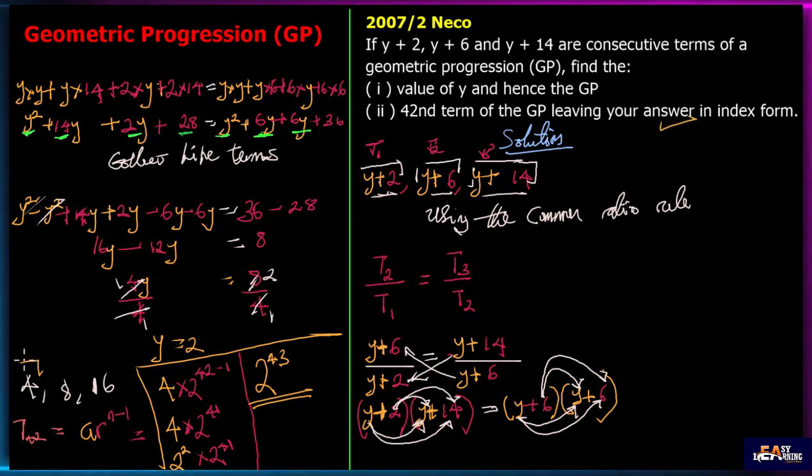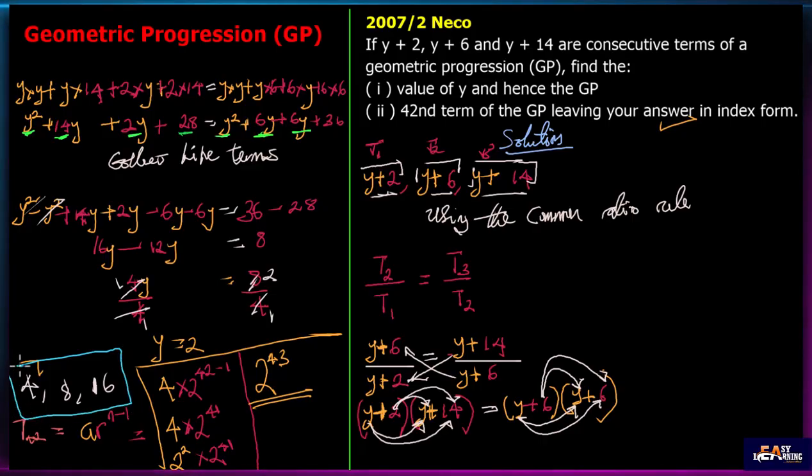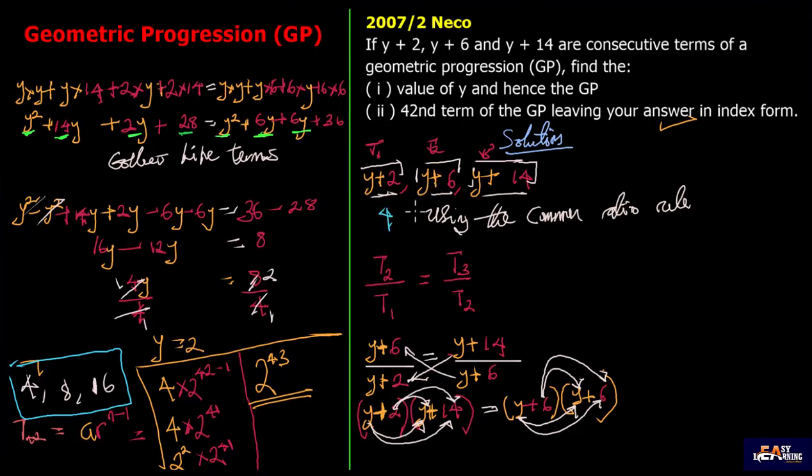And then 4, 8, and 16 happens to be the sequence. How do we know? Because we are given this as a sequence. So if you input 2 here, it becomes 4. Input 2 here, it becomes 8. Input 2 here, it becomes 16. That gives us the 4, 8, and 16. That was the correct answer.